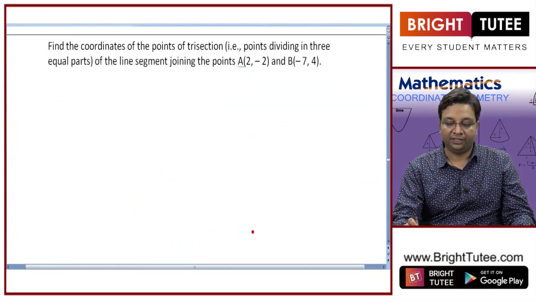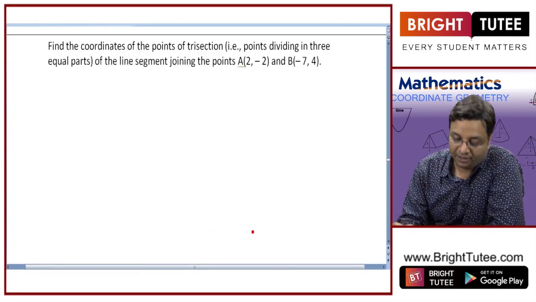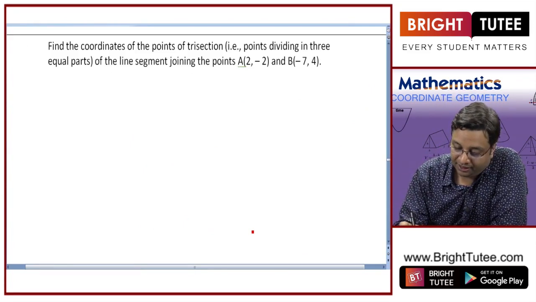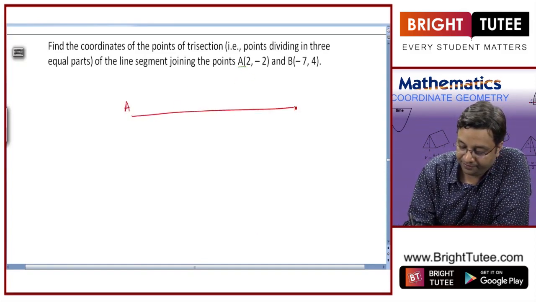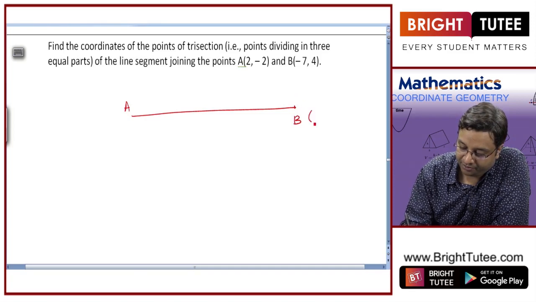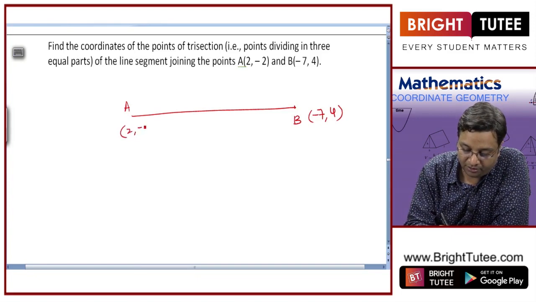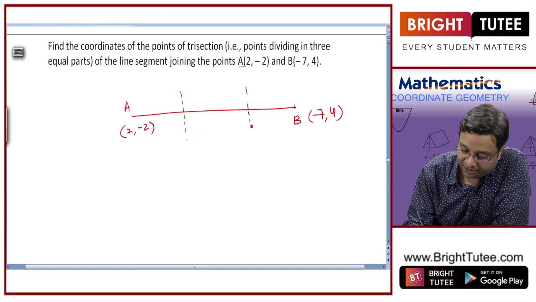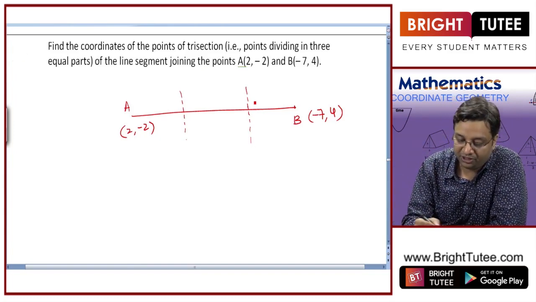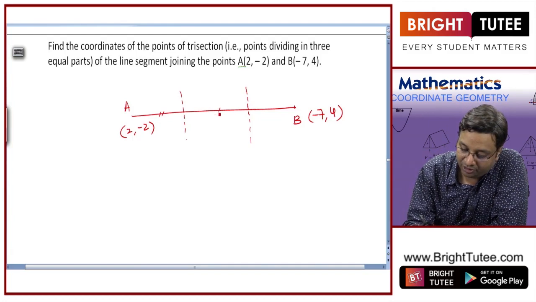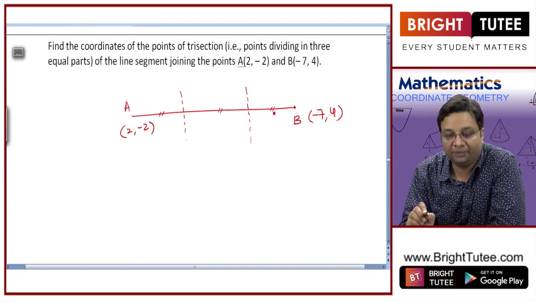Find the coordinates of the point of trisection. Points dividing the line in 3 equal parts. Let us say this is the line segment AB. B is minus 7 comma 4, right? A is 2 comma minus 2, and coordinates of points of trisection, right? One section is here, one section is here. Section just means that we are dividing into parts, different parts. So if this is a trisection, then this segment is equal to this segment is equal to this segment, right?